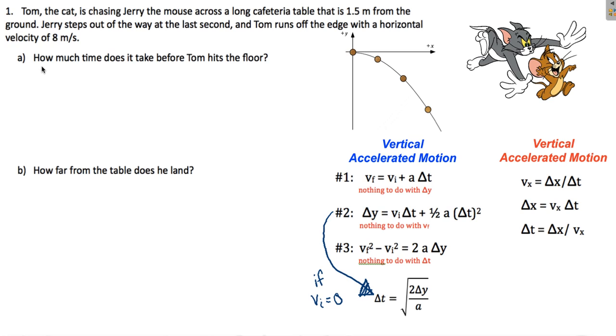So part A asks us, how much time does it take before Tom hits the floor? First thing we have to do is talk about what we know, our givens. Things that we can see easily in the problem: the cafeteria table is 1.5 meters above ground. That is the height from which he's going to launch. Height we symbolize as delta y. Because he's falling down from that height, we add a negative to show the direction.